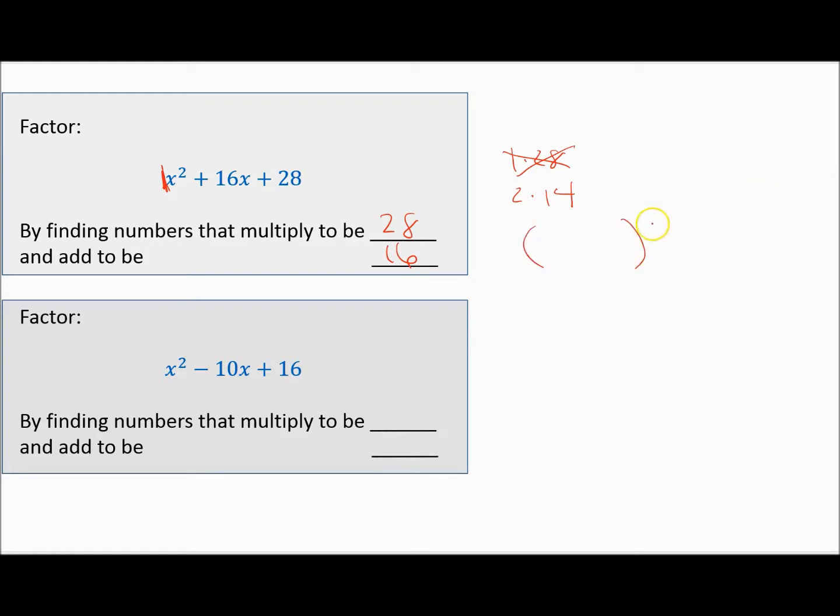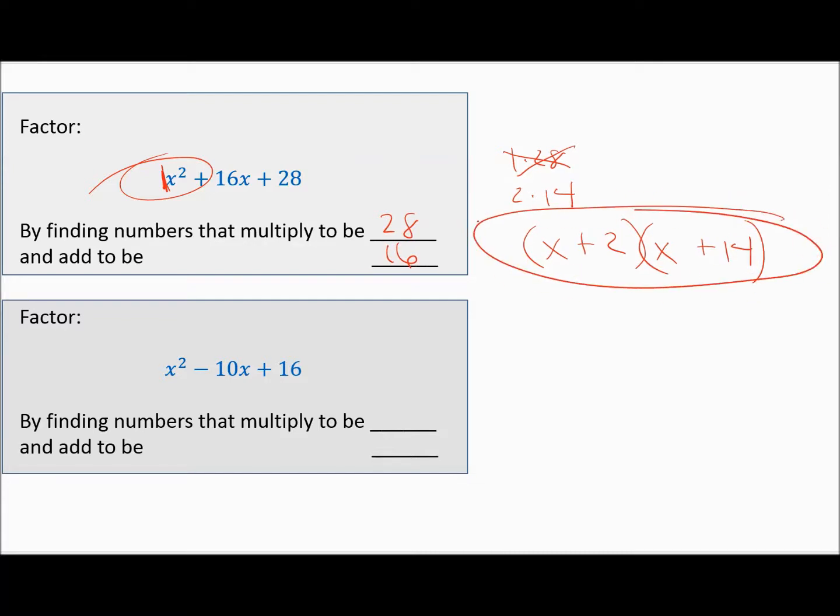So that means it's time to write your two sets of parentheses. The square root of the first term, which is x, goes in the first spot. And then my numbers 2 and 14, both positive, so plus 2 and plus 14 go in the second spot, and then you multiply it back out to check it, and you will get x squared plus 16x plus 28 as your result. Okay, next problem. You probably should pause and try this one on your own.